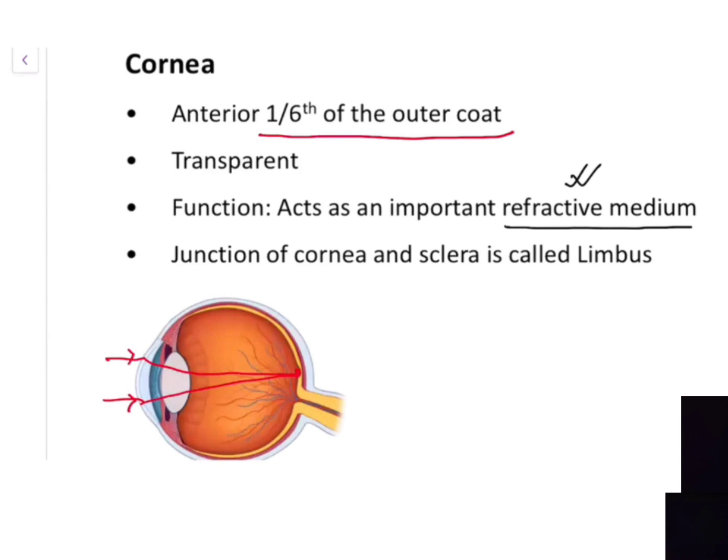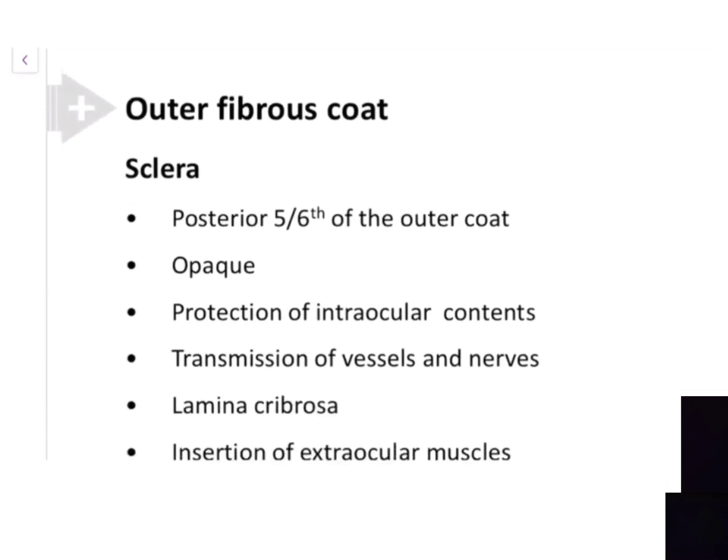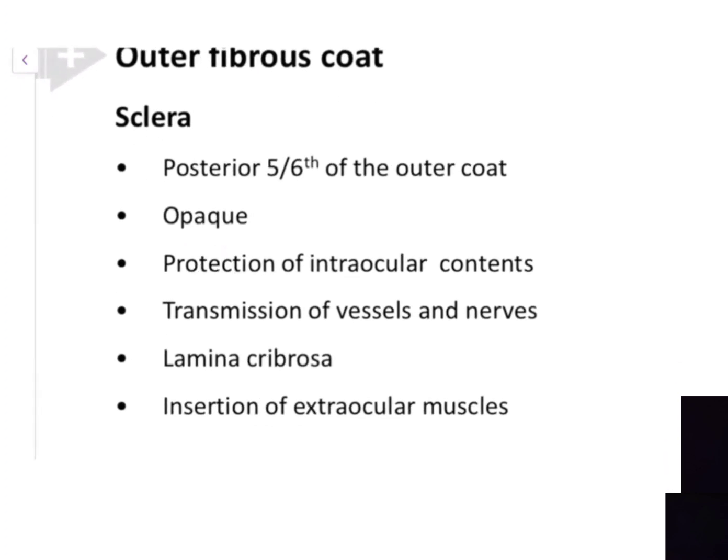Then how about the sclera? The sclera, obviously, because it is opaque, has no role in refraction. It is the posterior 5/6 of the outer coat and it has no role in refraction, but that doesn't mean that it's not important. It has some very important functions. So what are the important functions of the sclera?